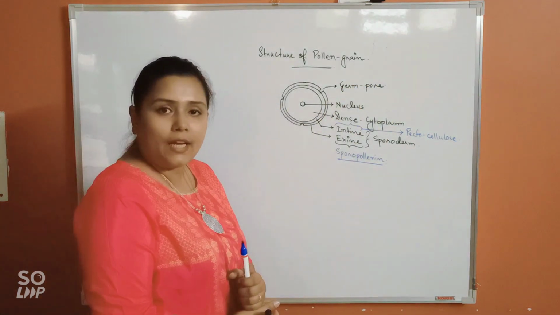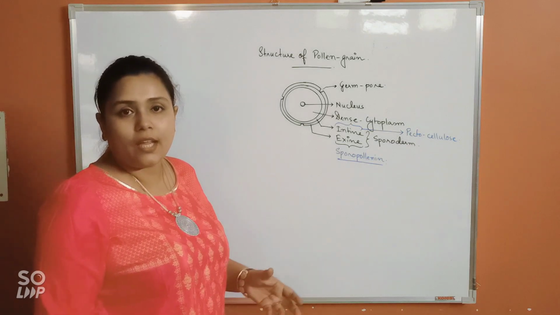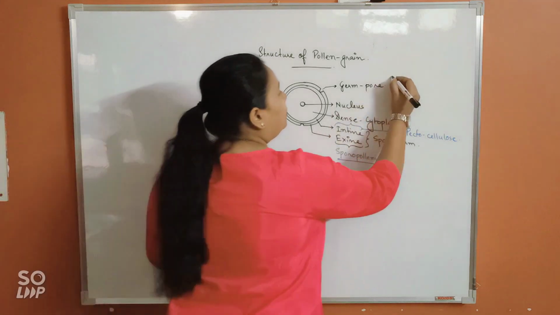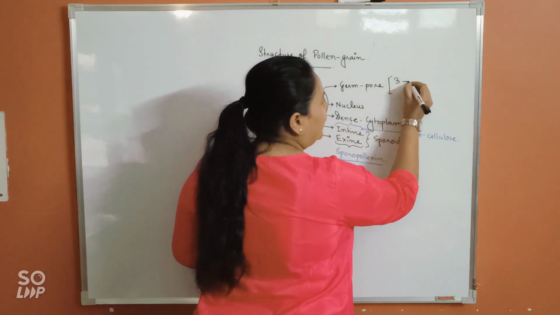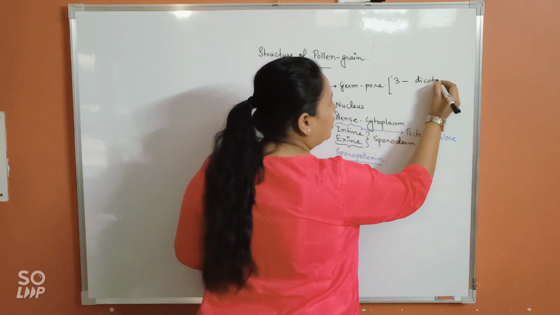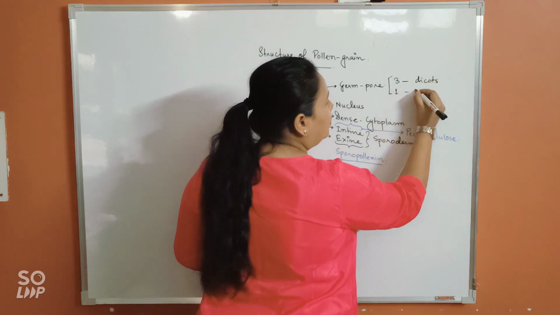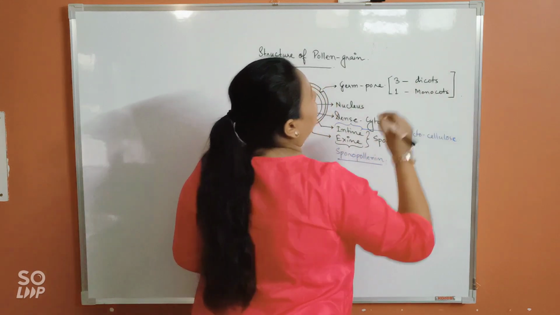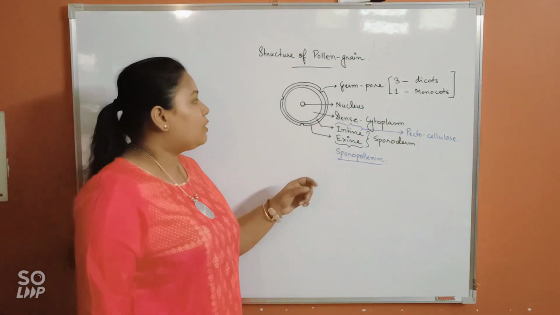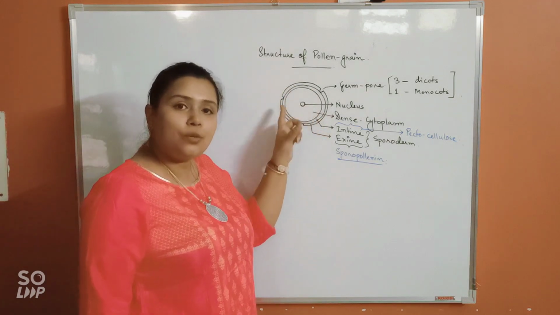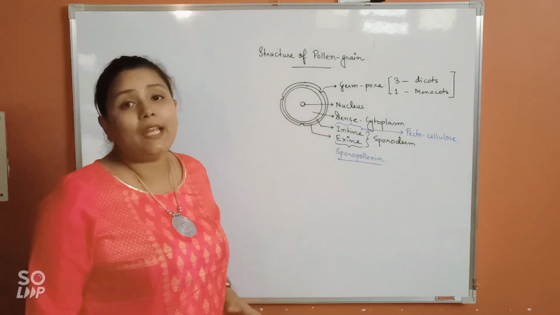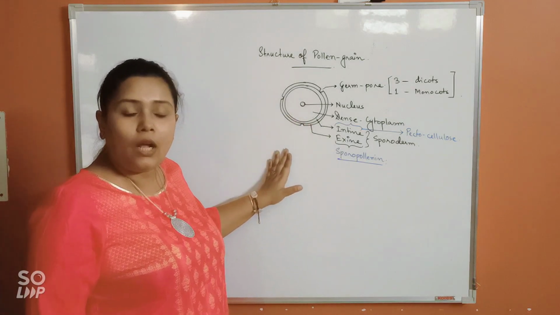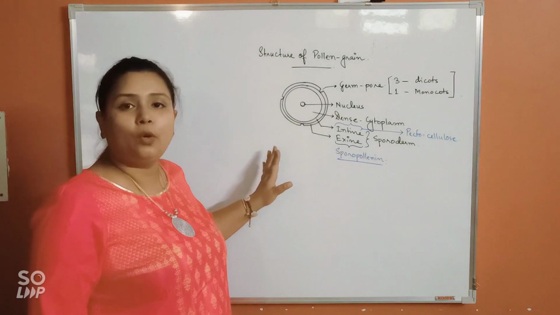Germ pore is the site from where the pollen tube will arise when the pollen germinates. Do remember, germ pores will mostly be 3 in dicots and 1 in monocots. And because sporopollenin is the outermost layer of the pollen grain and is highly resistant, sporopollenin itself allows microfossilization of the pollen grains.